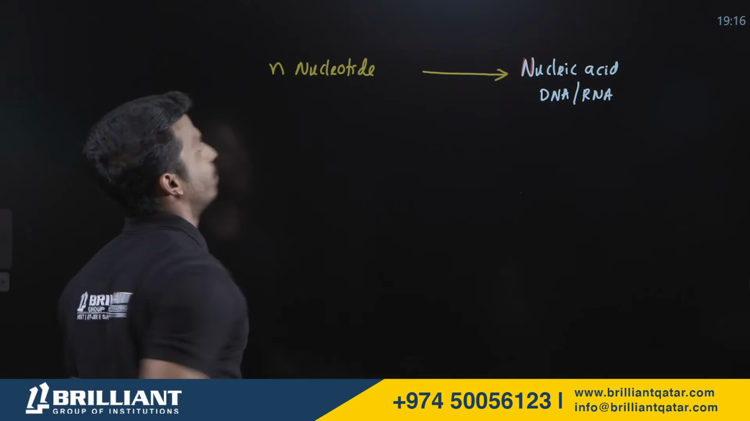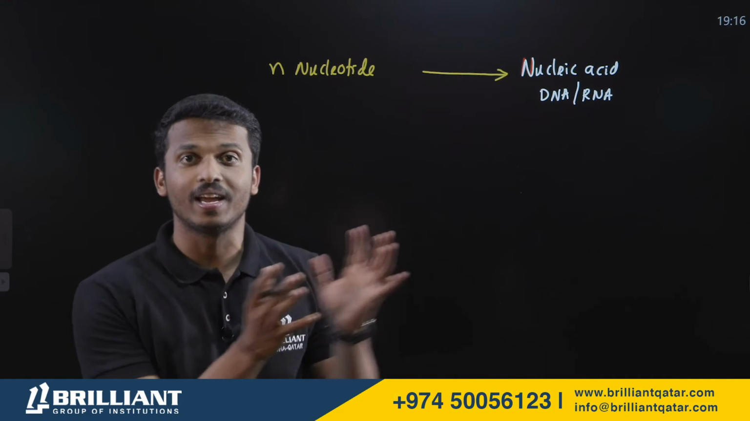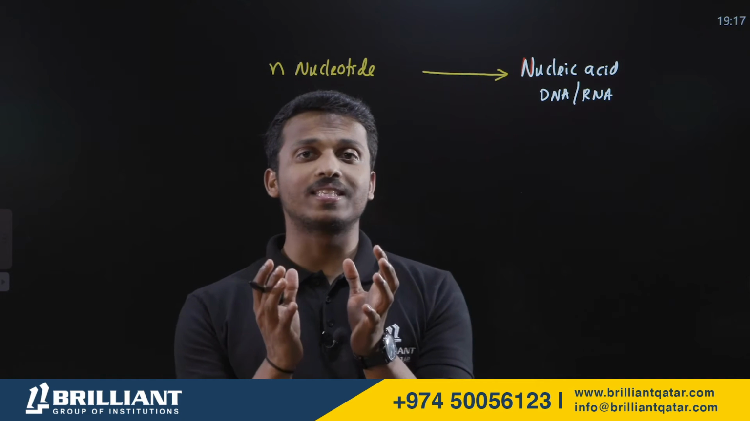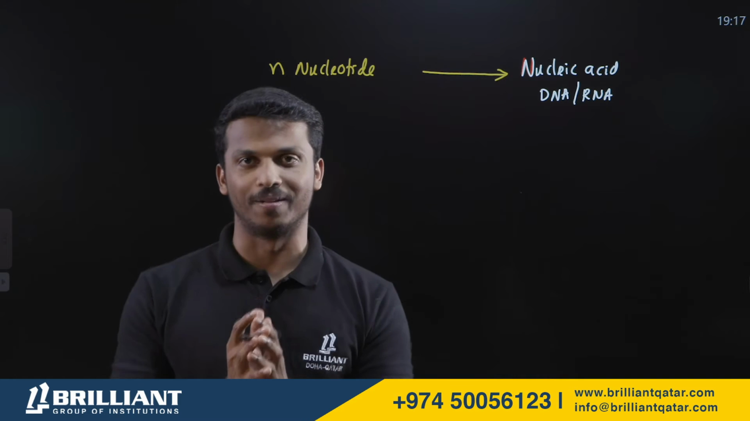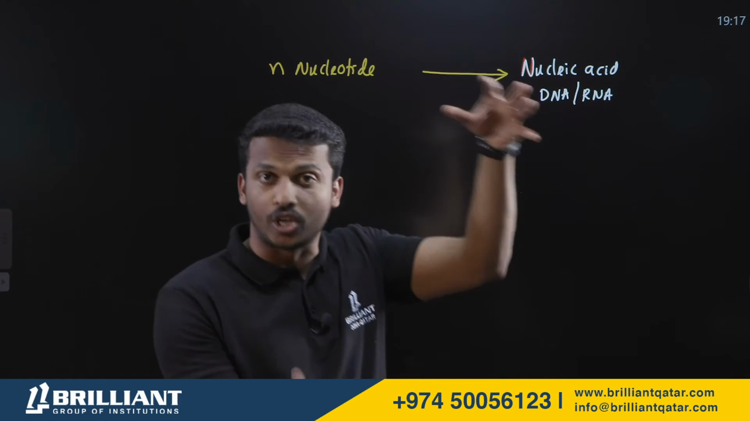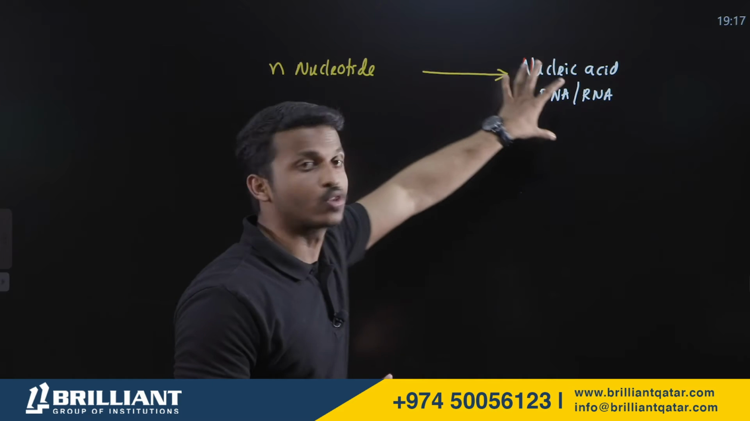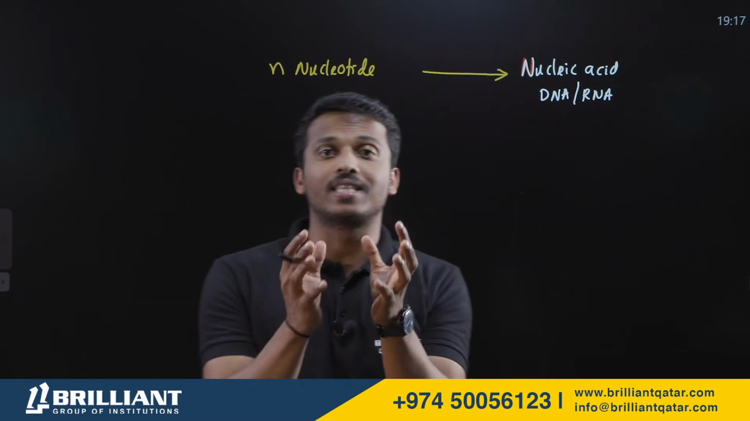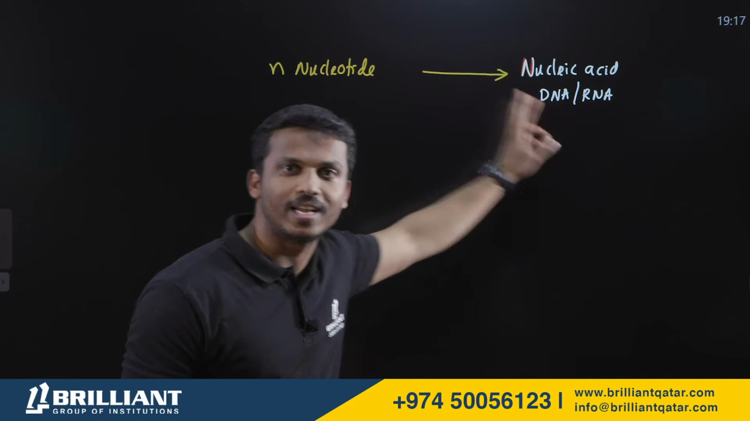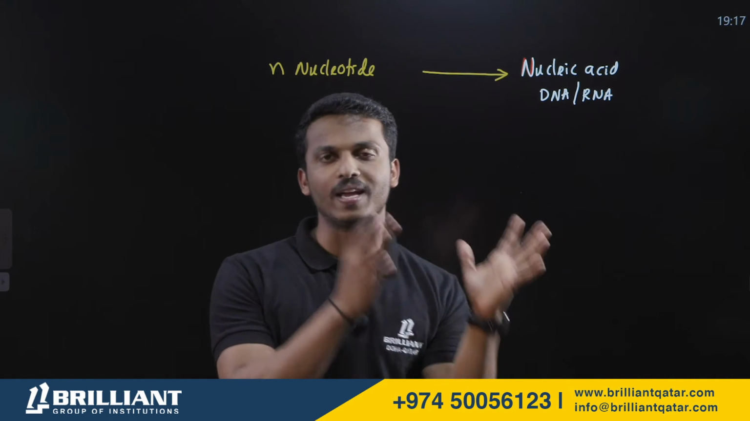What's the point? N number of nucleotides are combining together and we are getting a big chain of nucleic acid. If they ask the question, what is the simple unit or the monomer? Monomer means a single unit of the polymer nucleic acid. Nucleic acid is a big chain. Nucleotides are single species. So this is called a monomer and this is called polymer. So they will ask you what is the monomer of nucleic acids. Your answer is nucleotide. Many nucleotides combining together, we will get a nucleic acid.